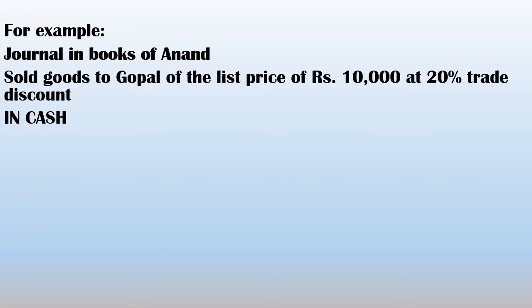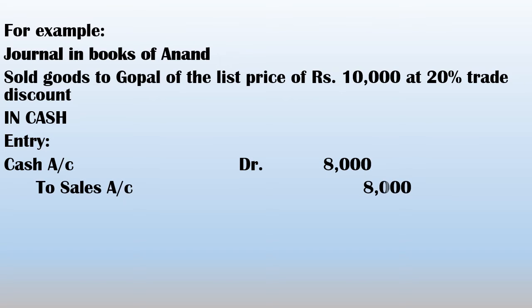If it is done in cash, then the entry will be cash account debit 8,000 to sales account 8,000. Since we are making this journal in the books of Anand, and we are selling to Gopal in cash, we will not write Gopal here. So Anand is receiving cash and credit to sales, and if you notice, we have directly written 8,000 after deducting 20% from 10,000.